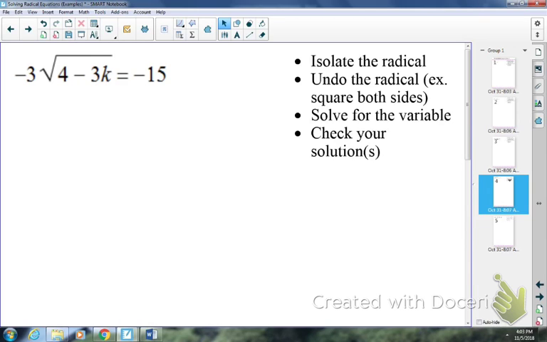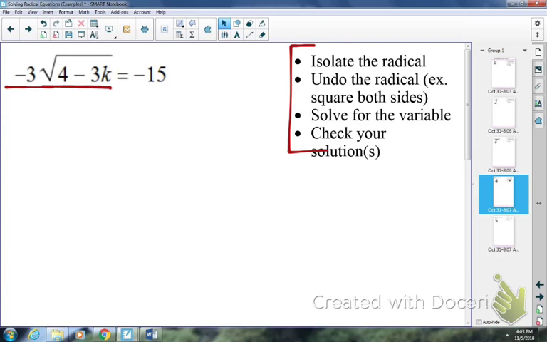Okay, so again, you don't have to rewrite them, but the steps are on this page already. Step number 1, isolate the radical. Okay, so again, this is the square root part, the square root of 4 minus 3k. So again, I want to get that on a side by itself. Well, what's out in front? A negative 3, and it means negative 3 times that.